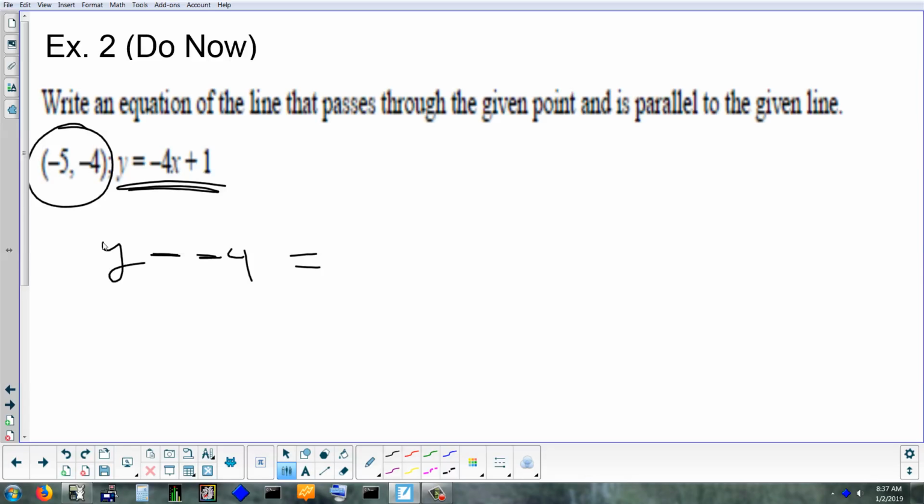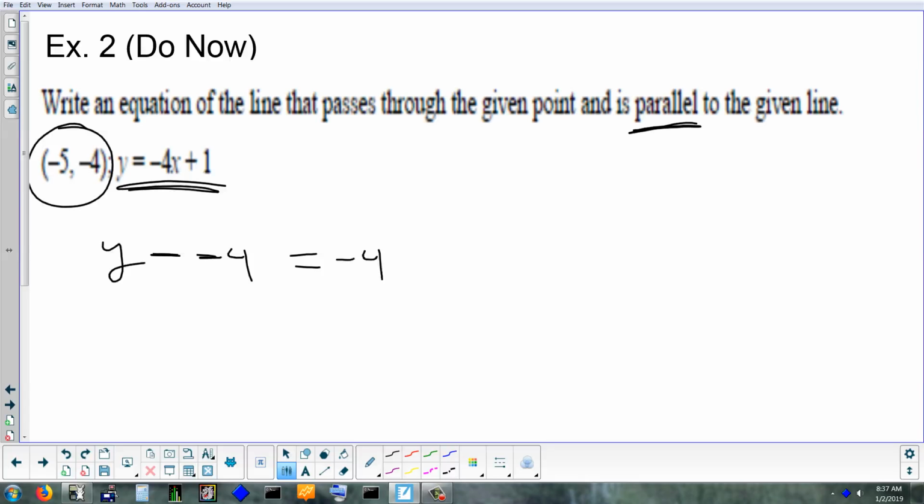All right. Next thing I'd put after the equals is m, and that changes depending on the problem. Now, if they want a line that's parallel, we always use the exact same slope as the one they gave us. If it's perpendicular, we got to do something different. But parallel, use the same slope. What's the slope of the line they gave me? Negative 4. All right, so that's m.